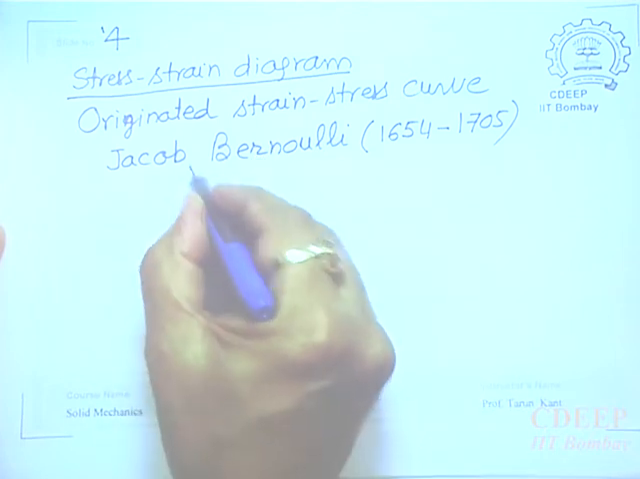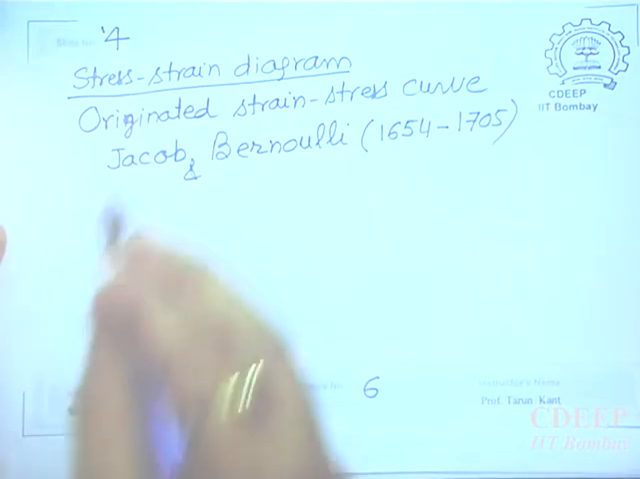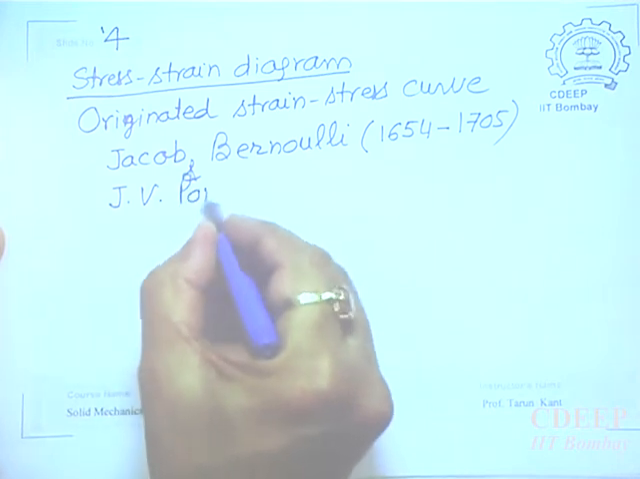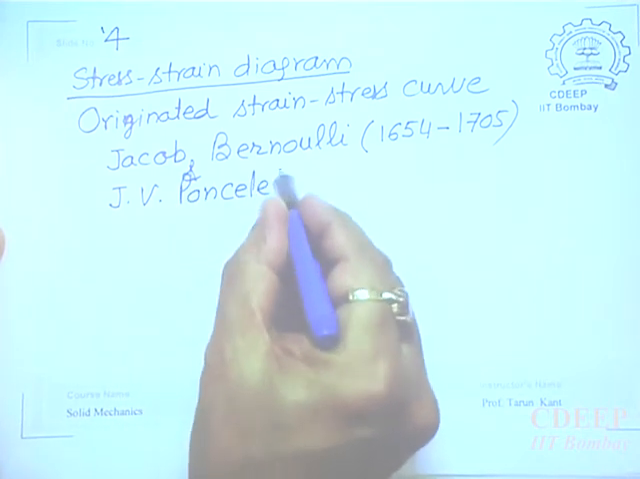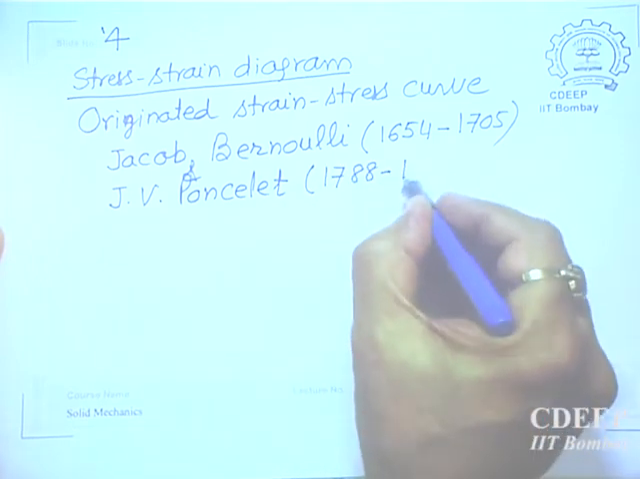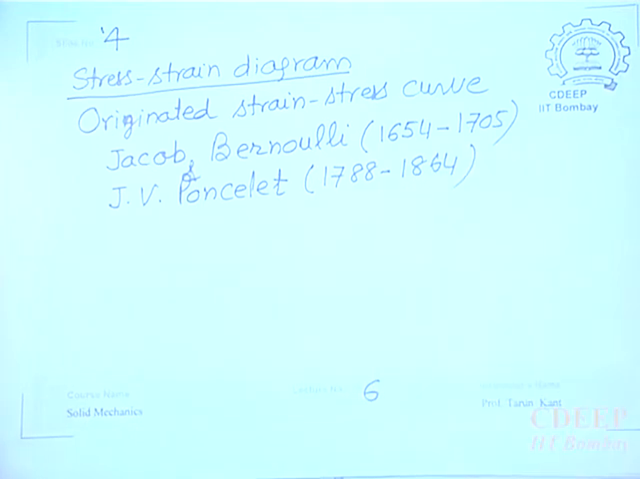And there is one more person in the history whose name I don't hear much, not many people take his name, but his name is J.V. Poncelet, P-O-N-C-E-L-E-T, 1788. They popularized this stress strain curve. So Jacob Bernoulli and they were responsible for drawing the stress strain curve for many materials. They conducted these experiments and did it. Okay, then all right. So you now have some idea.